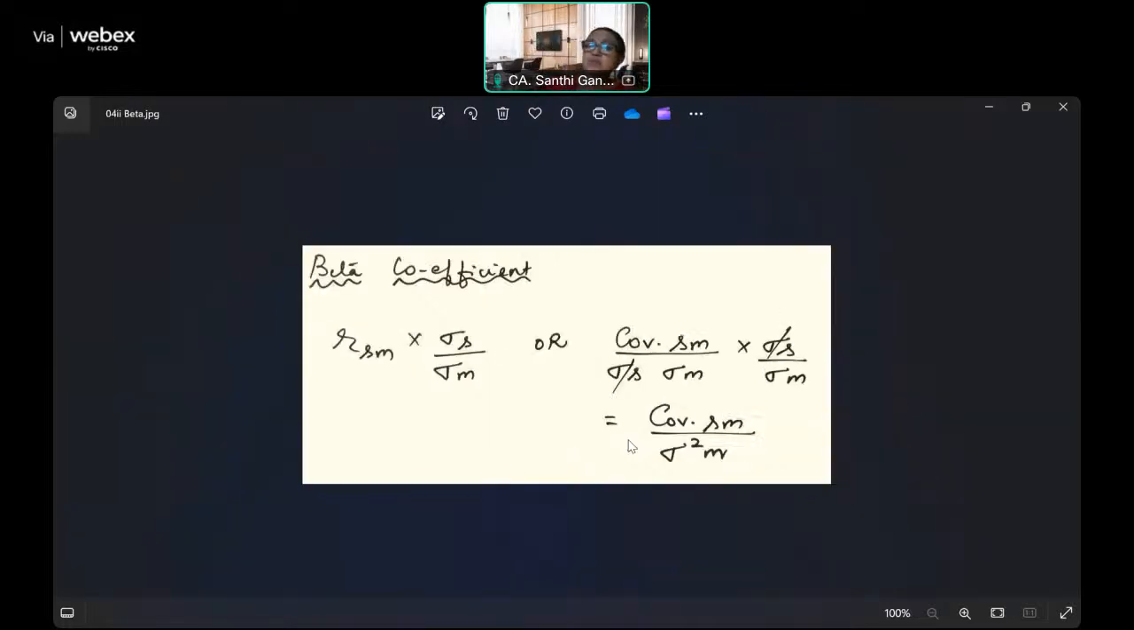Now beta, there is another formula which we can use also. Correlation is found as covariance between the security and the market divided by standard deviation of security into standard deviation of the market. Now correlation I have expanded, so standard deviation of security divided by standard deviation of market remains. This and this get cancelled. So beta coefficient, another way of finding would be covariance between the security and the market divided by variance of the market. This is another.